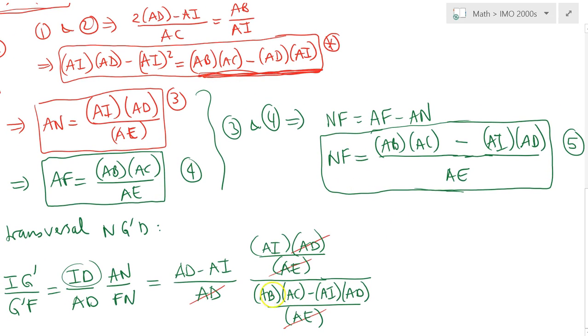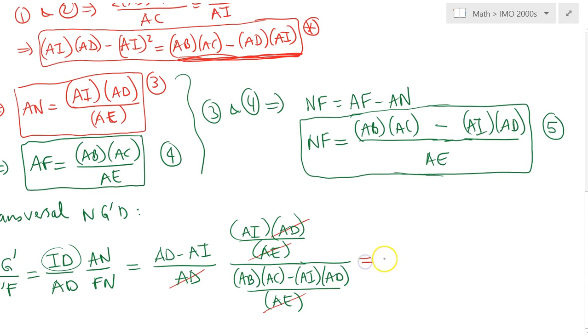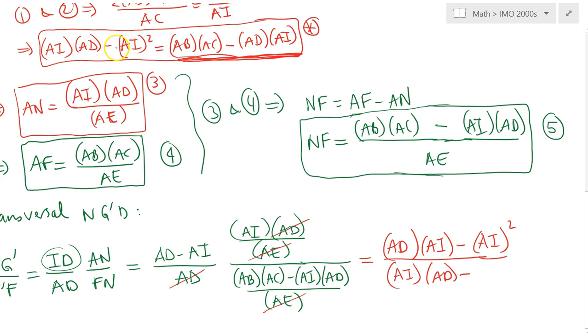Notice this expression here is exactly the same as that one, so we can replace it with what we've got here. On the numerator we are left with AI times this expression, which is AD times AI minus AI squared, all divided by AB AC minus AI AD, but that's simply equal to AI AD minus, by the star expression, AI squared. But that's really nice, because we just got a 1 here.